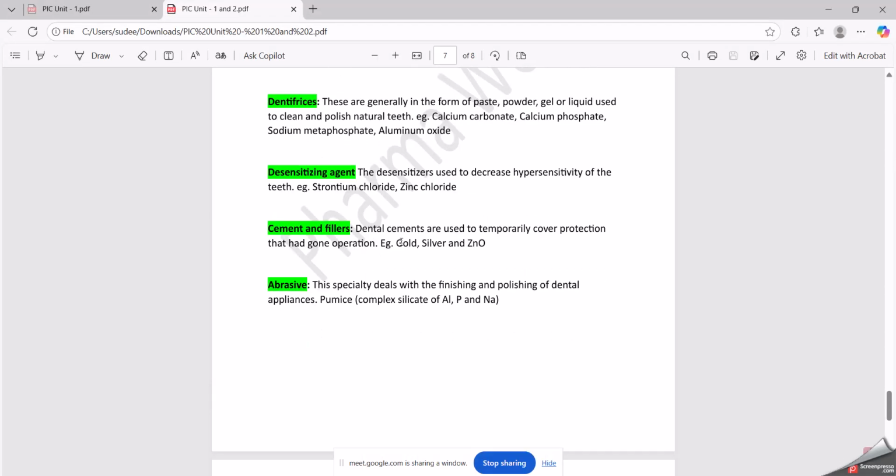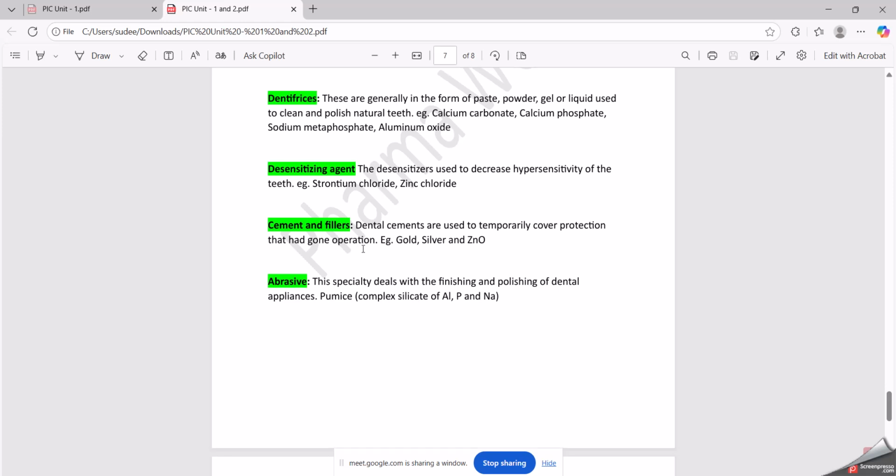Next is cement and fillers. Dental cements are used to temporarily cover protections that have gone through operation. You all know that decaying teeth can be filled through cement or fillers. Gold, silver, and zinc oxides are some of the examples of cement and fillers.